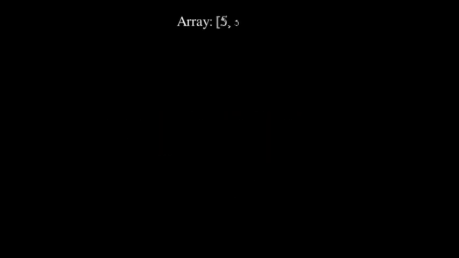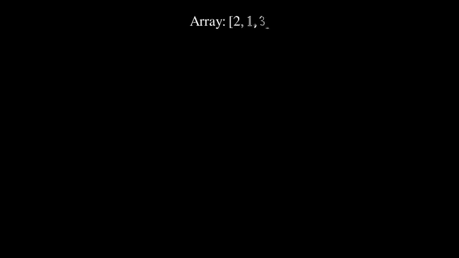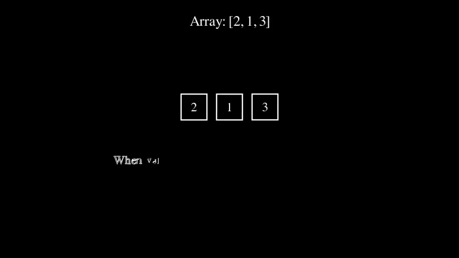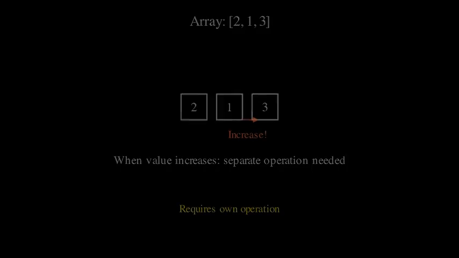Let's understand why this algorithm is correct. When values decrease or stay flat, we can eliminate them together with previous elements in the same operation because they won't be the minimum in their context. However, when a value increases, it cannot be eliminated alongside the previous smaller value. It will remain after the smaller value is zeroed out, requiring its own operation.